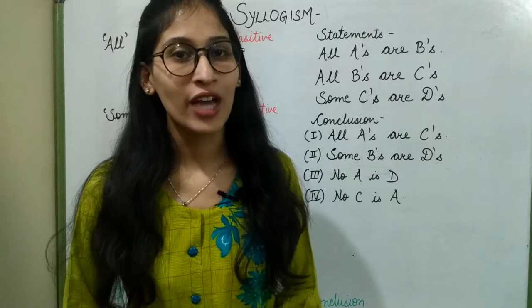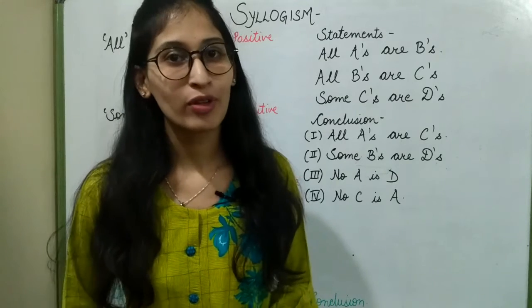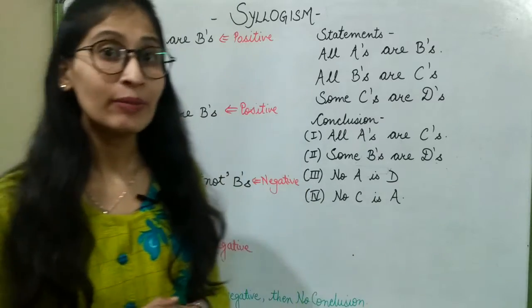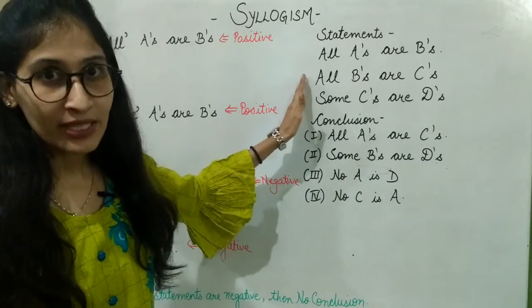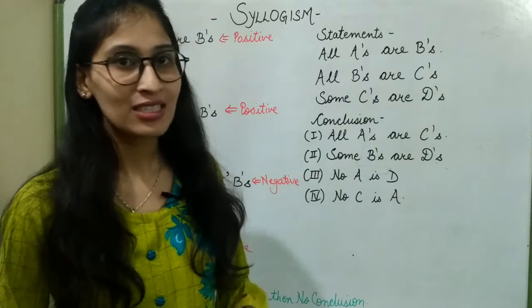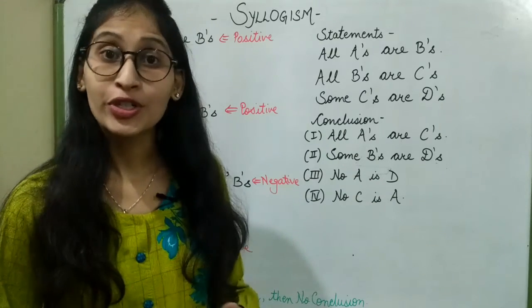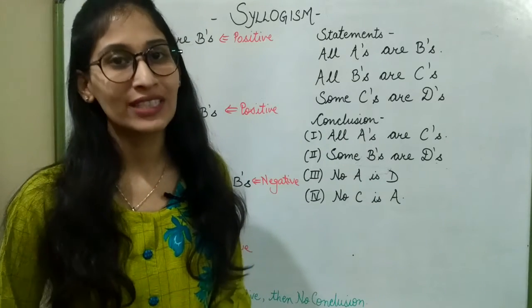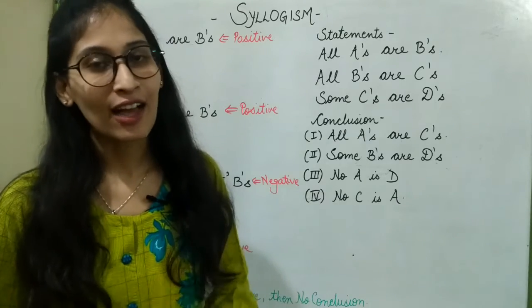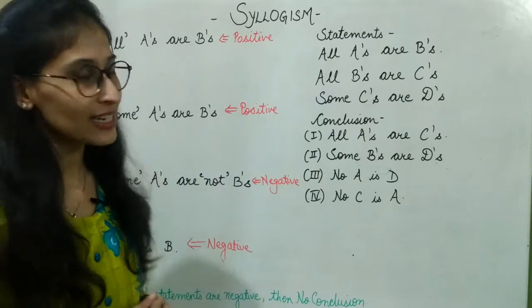In today's class, we are going to discuss a very important topic of reasoning, syllogism. In the exam, you will be given some statements and you have to select which of the given statements is true. The questions of syllogism are solved with the help of Venn diagrams. Generally, there are 4 quantifiers in the statement.